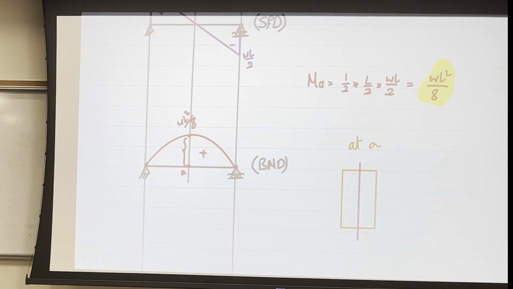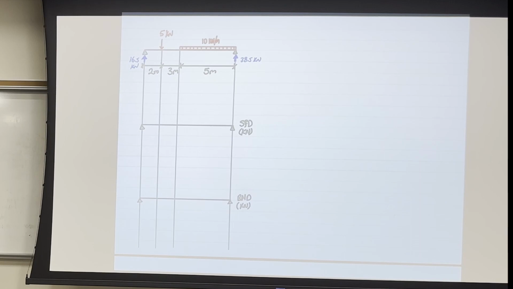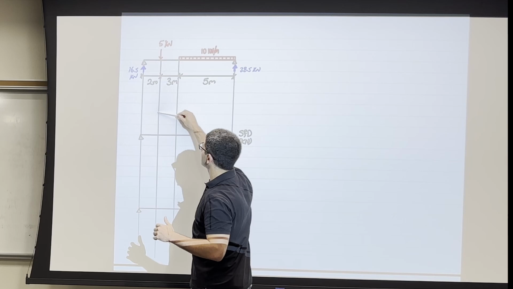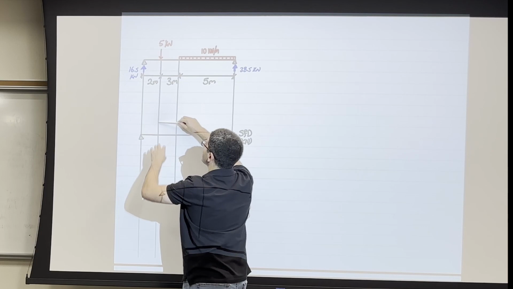M is equal to WL squared over 8, and the upper side is in compression, the lower side is in tension. So now let's take an example where we do have a distributed load. So we should be quick now. From the beginning, I do have a shear of 16.5, constant, then minus 5, so plus 16.5, minus 5, so I'll go down here, and then I'll move constant. So let's stop here, and I'll tell you what we're gonna do.